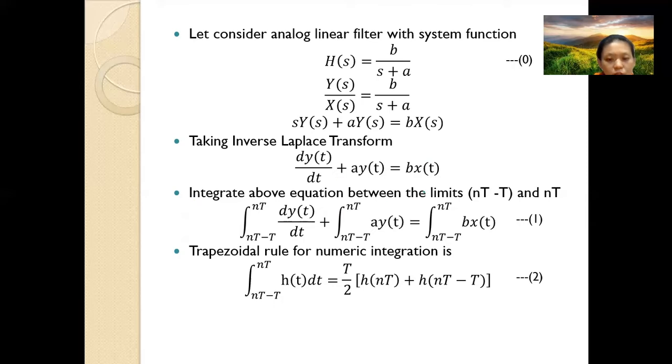Integrate this above equation between the limits of nT minus T and nT. So now we integrate it from nT minus T until nT for all three components. So this generates equation 1. After that, we have to recall our trapezoidal rule for numeric integration. So integrating from nT minus T until nT, we will have h(t) dt, and this equals T divided by 2 times h(nT) plus h(nT minus T). Equation number 2.